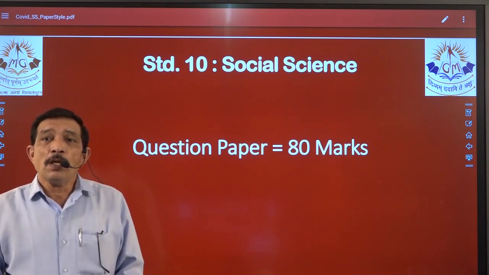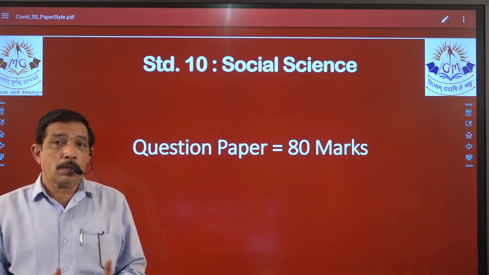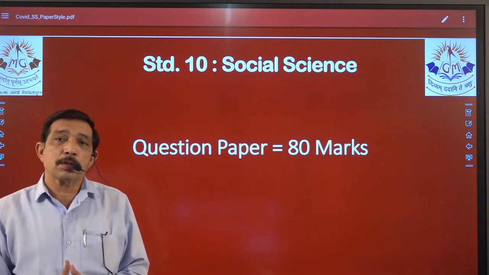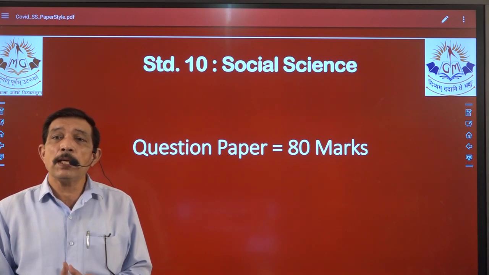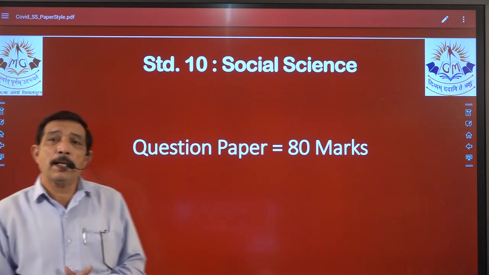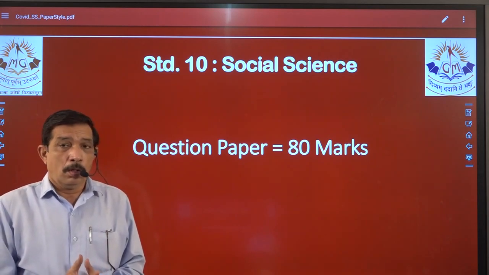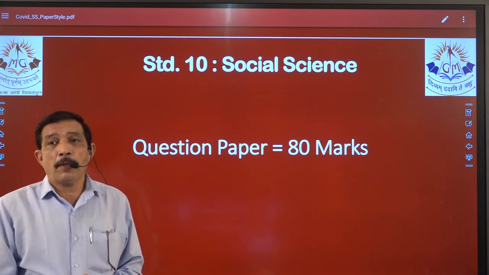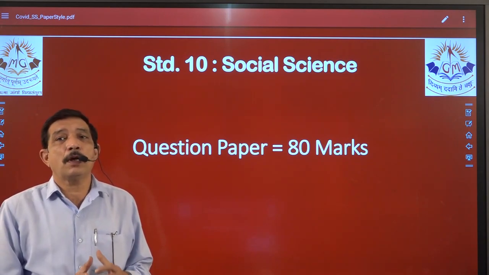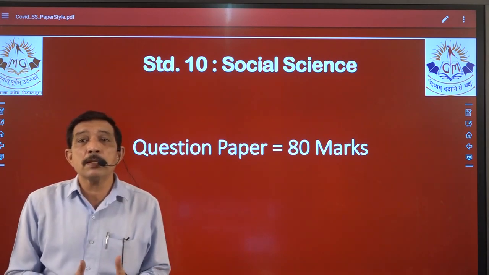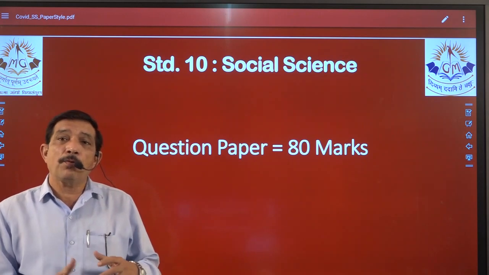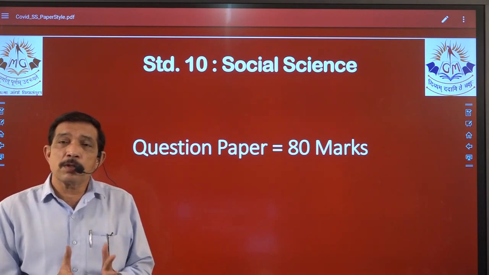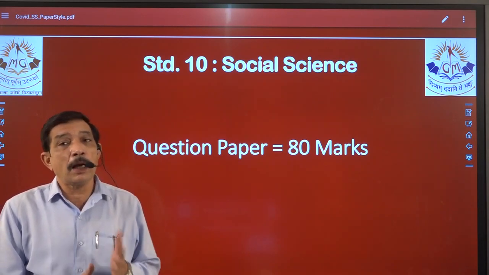Now, in the 80 marks question paper, we are talking about social science. Then there will be 4 sections, section A, B, C and D. So let us take an overall view of how the paper is going to be set up. Because of the pandemic, marks weightage has shifted a lot because we had chapter wise marks dedicated for particular type of questions, right? There are 2 types of questions on a broad base, that is objective and subjective.